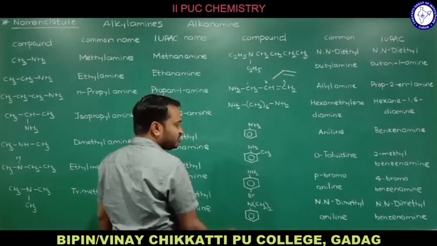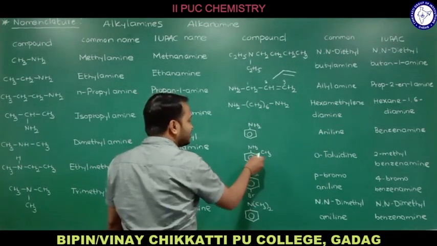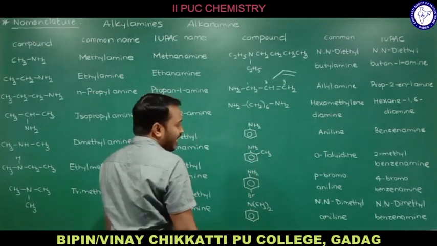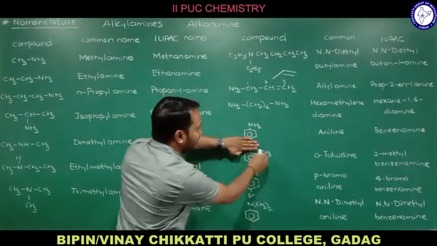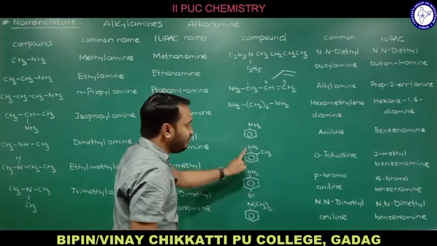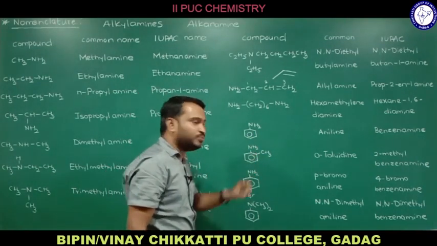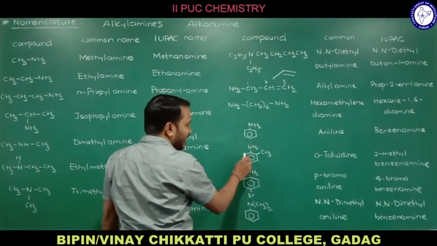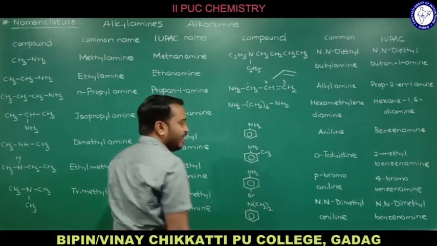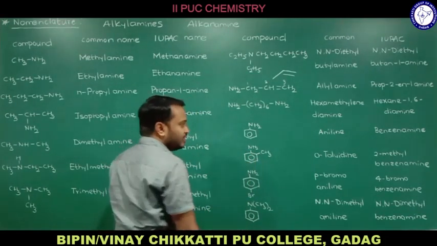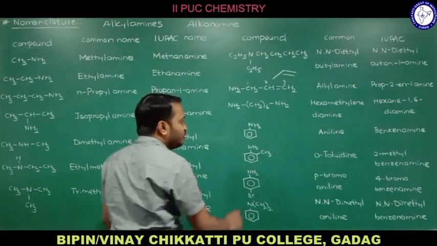The next compound has a benzene ring with NH2, that is as good as aniline. Here we have one substituent, CH3. If you remove this NH2, it is as good as toluene, and here we have the NH2 amine. Therefore this is at the ortho position. As we know, for any substituent, these two are the ortho positions, these two are the meta positions, and this one is the para position. Therefore the ortho compound has the common name ortho toluidine, and this will be the benzenamine.